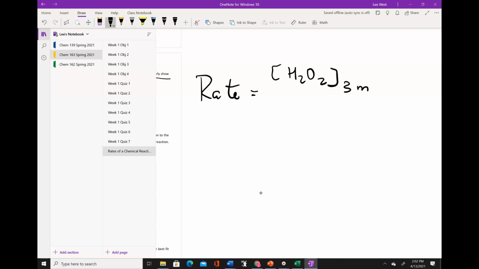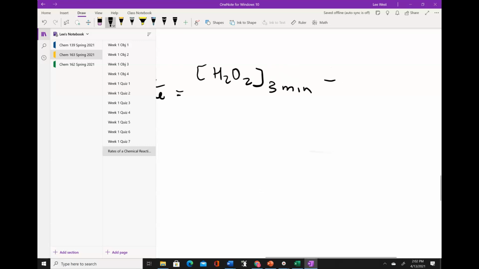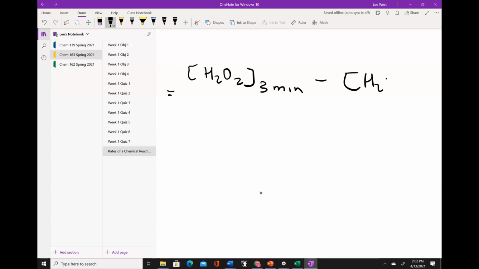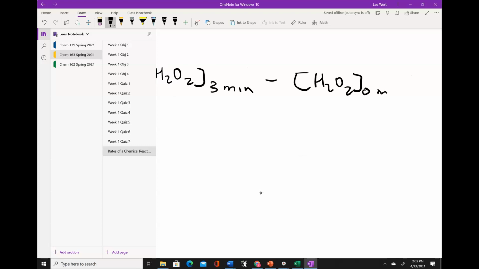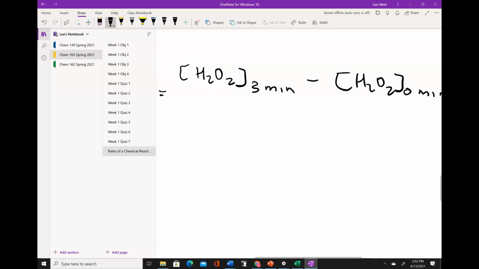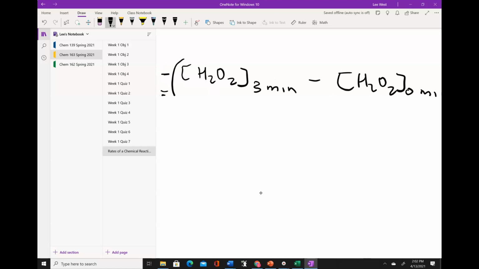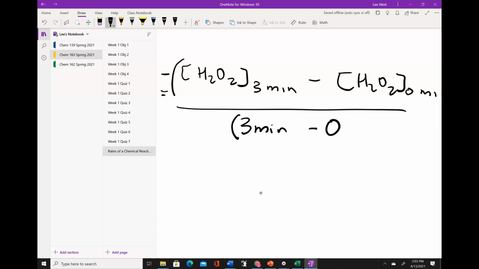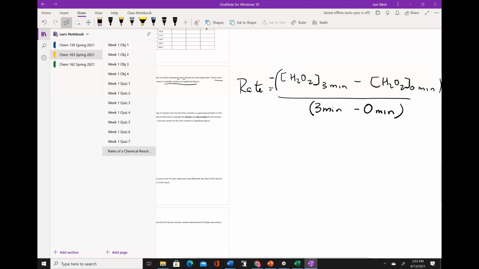We know that time 2 is going to be at 3 minutes. Minus the concentration of hydrogen peroxide at time equals 0 minutes. Want that all in parentheses. Now that'll be a negative number, unless we put a minus sign out the front. And then it's going to be 3 minutes, or if we want to express this in seconds, we could say, no, let's just do it in minutes. 3 minutes is our time 2, minus 0 minutes is our time 1. And so that'll give us that.